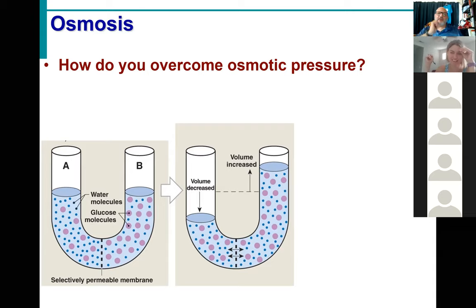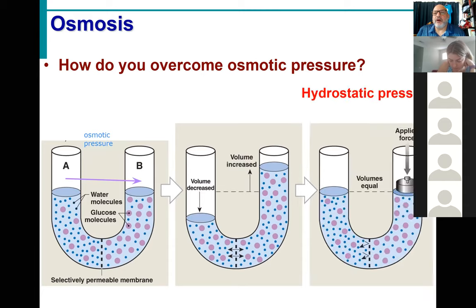What kind of pressure, though? Because this movement of the water is osmotic pressure. This movement of water wanting to go down its concentration gradient, water wanting to go to where there's more stuff, is a pressure that we call an osmotic pressure. So if we are going to get it to go back in the other direction, what kind of pressure do we need to use? Not osmotic pressure, but we need to put a force on the water, absolutely.